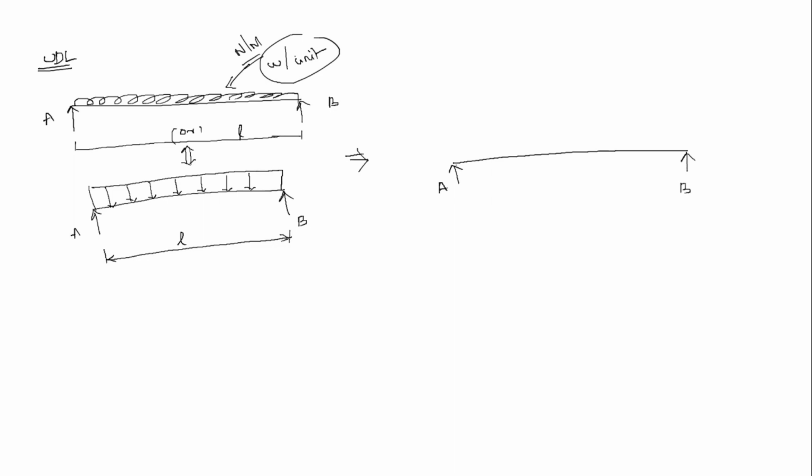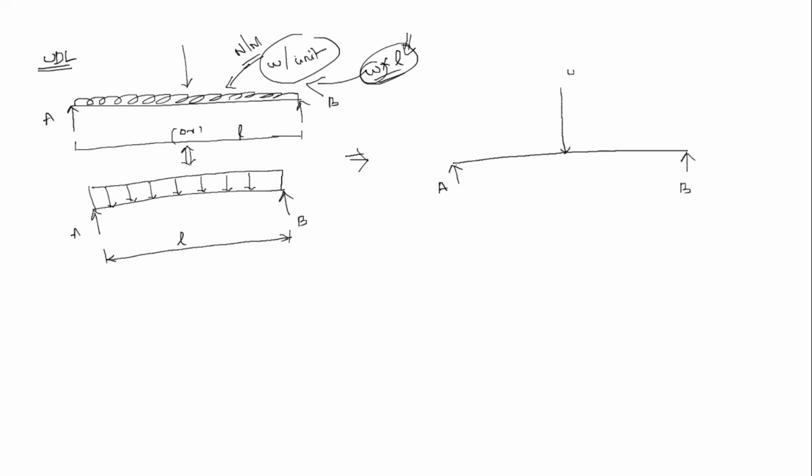Now we are going to convert this UDL into a concentrated load, right? So for that, the formula is, the load is distributed along the length, that's why we have to multiply W into L, where L is the length of the beam, and W is the load acting on the beam, right? So W into L, and that total load is concentrated at a point which is called the center point of the length. So now we have to draw a concentrated load, because we are going to convert this UDL into a point load, right?